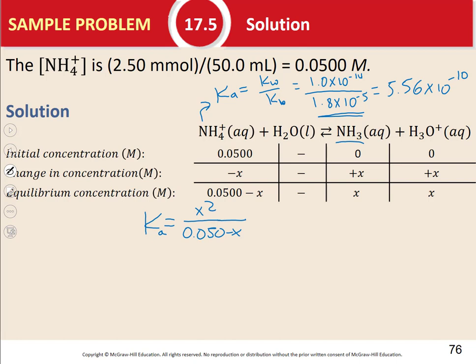All right, so set that equal to 5.56 times 10 to the negative 10. Now to solve for x, to make our lives easier, let's assume x is small, so we're going to ignore that, and take the square root of both sides. This part's starting to feel very familiar.